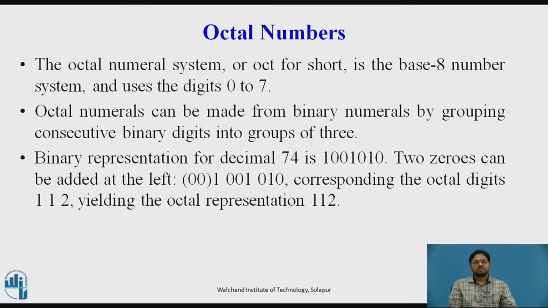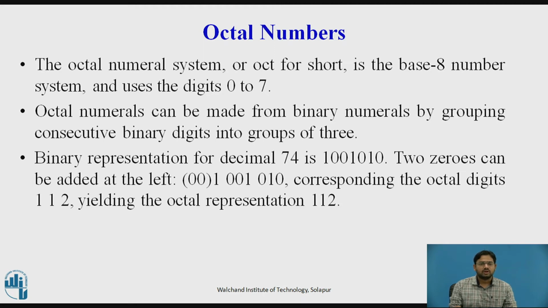Octal numbers can easily be converted from binary numbers by grouping the binary digits from the right hand side. You have to make groups of 3 bits, 3 binary digits, and after that grouping, you can convert your binary number into the equivalent octal number system.